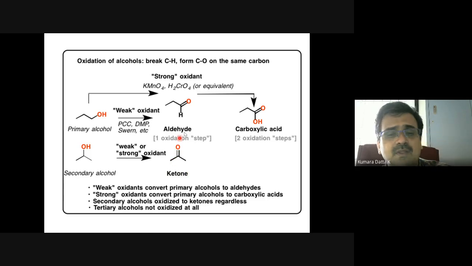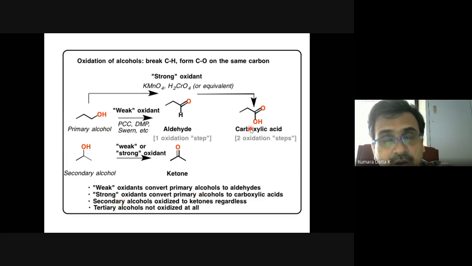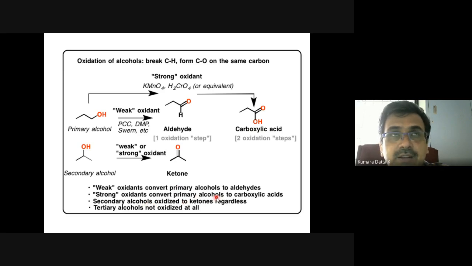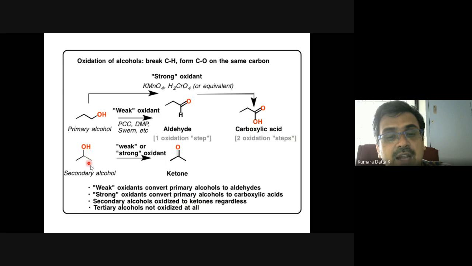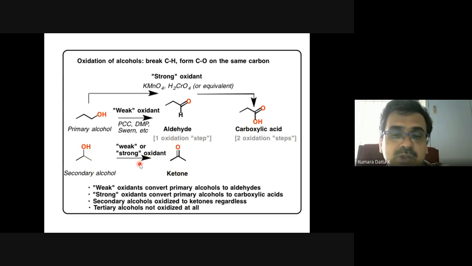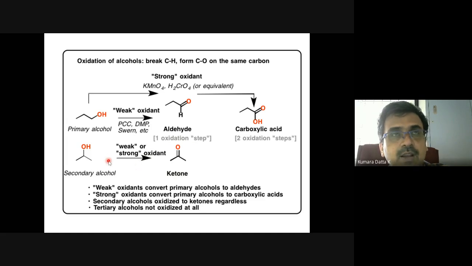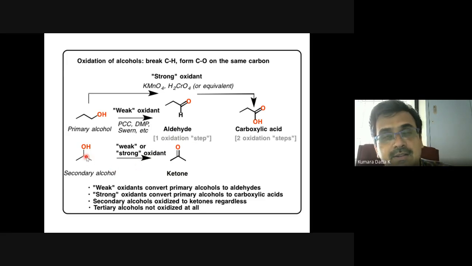Okay. So the important points we discussed in the last class: weak oxidizing agents convert primary alcohols into aldehydes. Strong oxidizing agents convert them directly to carboxylic acids. Secondary alcohols are oxidized to ketones, and tertiary alcohols do not get oxidized at all. So these parts we had discussed in the last class.